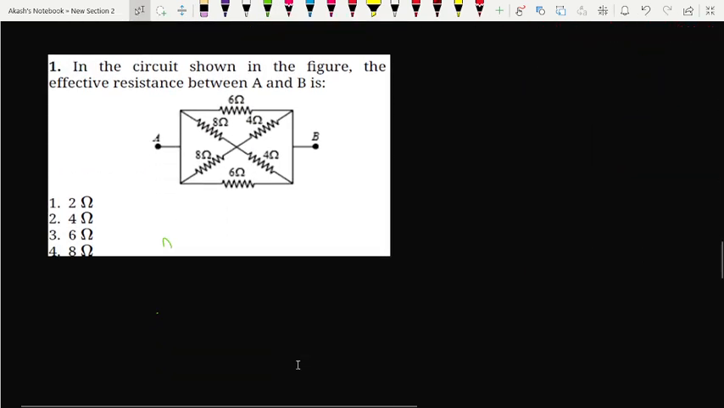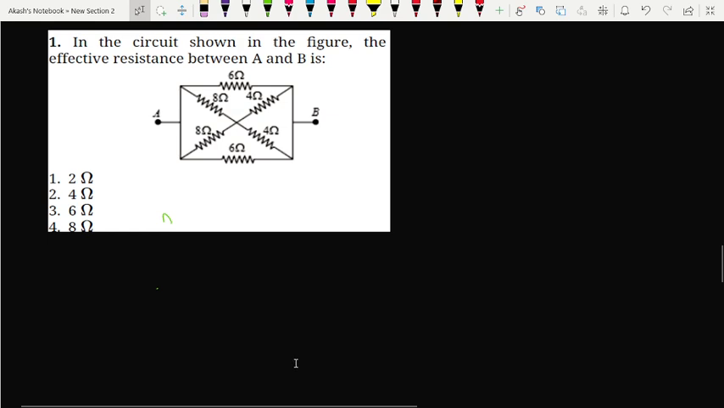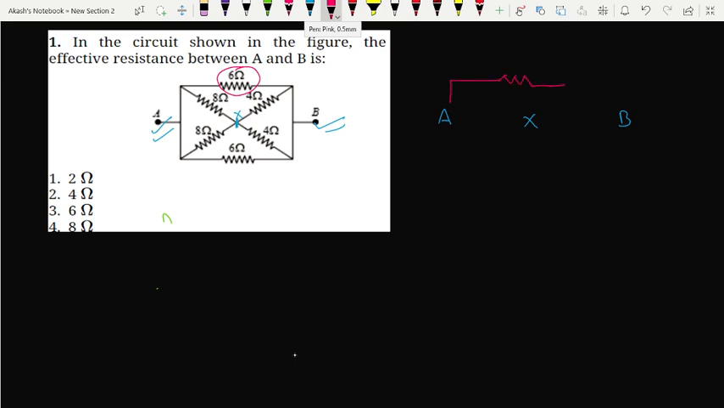In the circuit shown in the figure, find the effective resistance between A and B. This is A and this is B. Let's assume this point is X. Write here A, X and B. First, the 6 ohm is in between A and B. Let's draw 6 ohm, because the potential here is Va and here is Vb.